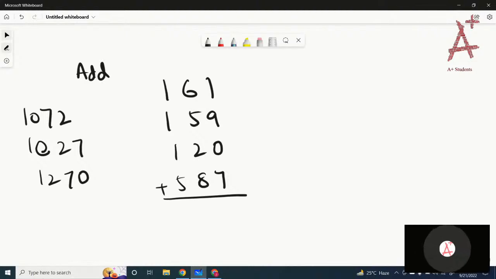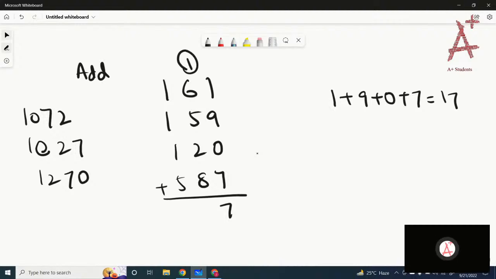So the digits that are at the ones place are, which ones? Which digits are at the ones place? They are 1 plus 9 plus 0 and plus 7. So when you add them, 9 plus 1 makes 10, and 10 plus 7 makes 17. So we have to write the ones digit over here. 7 is at the ones place, and we have to carry the tens digit.